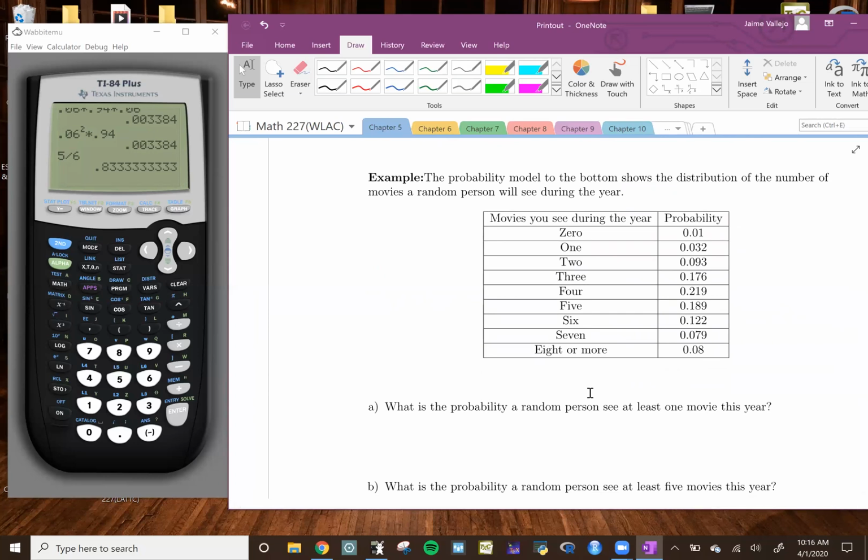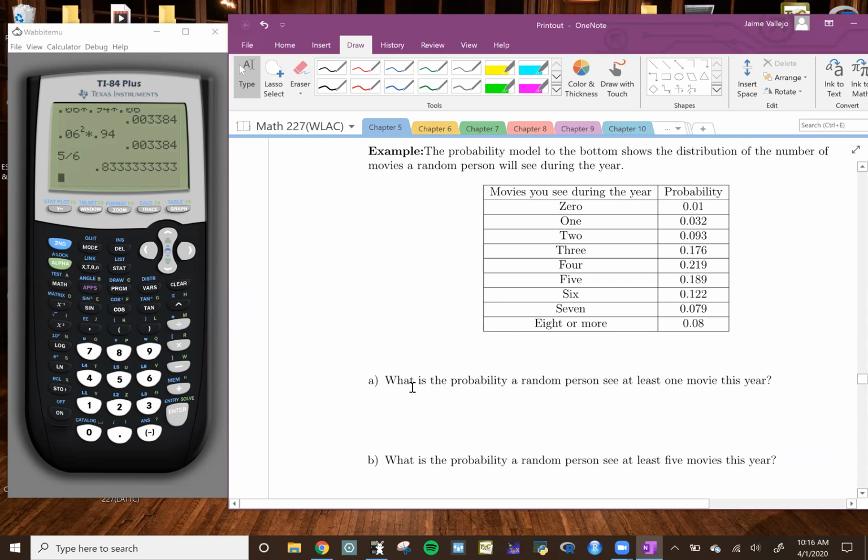All right, so for this next one, it said the probability model to the bottom shows the distribution of the number of movies a random person will see during the year. Most likely for this year, that should be way higher. So if you look at the movies you see during the year, it has 0, 1, 2, 3, 4, 5, 6, 7, 8 or more. And then here are the probabilities for each one of those events.